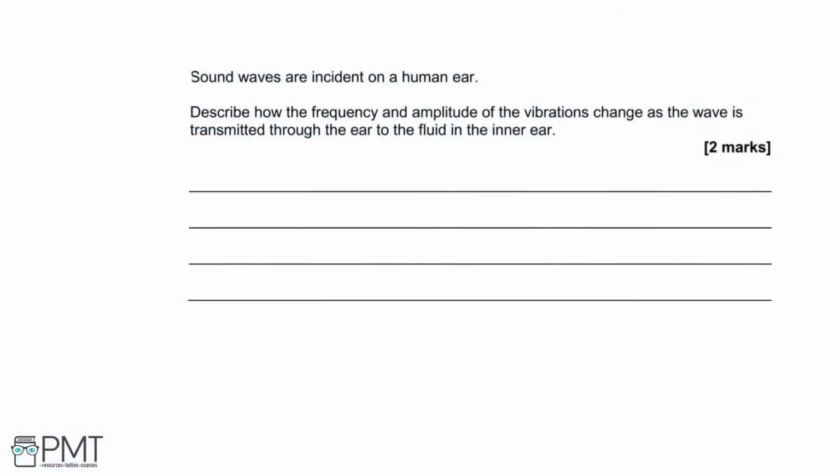Sound waves are incident on a human ear. Describe how the frequency and amplitude of the vibrations change as the wave is transmitted through the ear to the fluid in the inner ear.